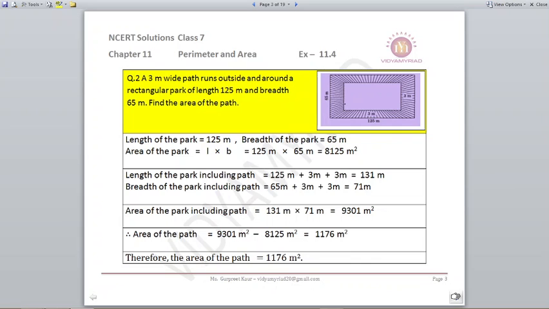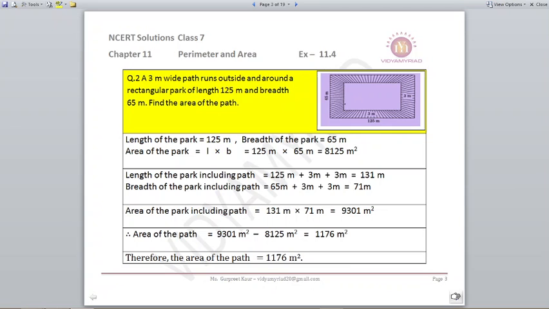Now there is a 3-meter wide path which is outside the rectangular park. So my length is 125. I will add 3 meters plus 3 meters for the total length, and for the breadth again I will do 65 plus 3 meters plus 3 meters. So the length comes out to be 131 and the breadth comes out to be 71. So the area of the park including the path will be 131 multiplied by 71, that is length into breadth, that comes out to be 9301 meters square.